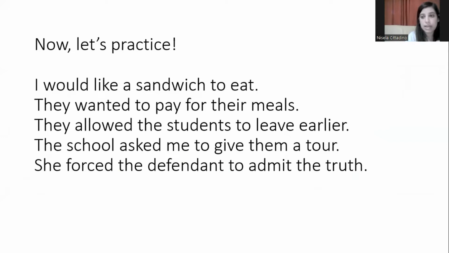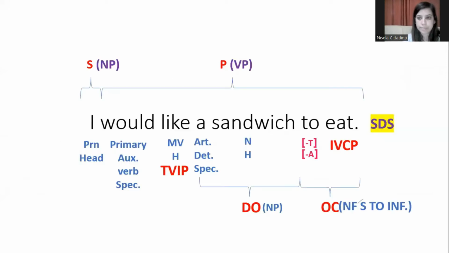And as I was saying, for some sentences, there is more than one way of analyzing them. So if maybe you did it in a different way, you can show it to me and we can check it together. Yes. Okay. This is an example of a sentence that can be analyzed in several ways. I would like a sandwich to eat.